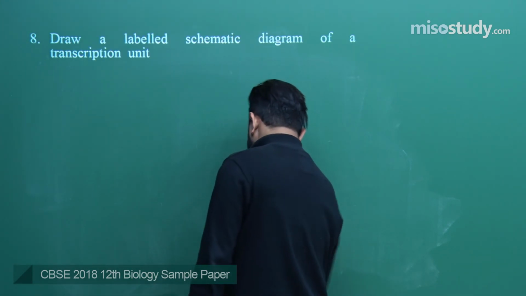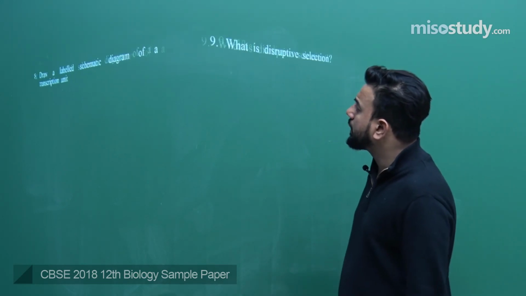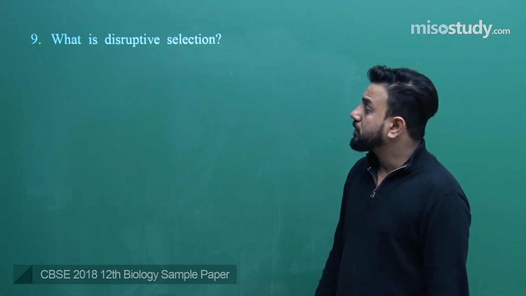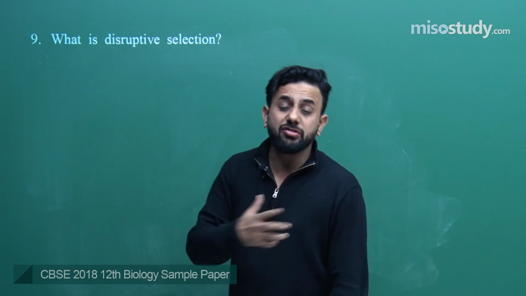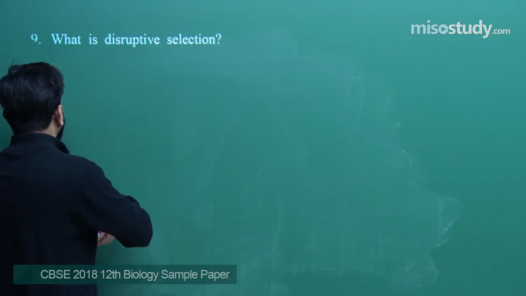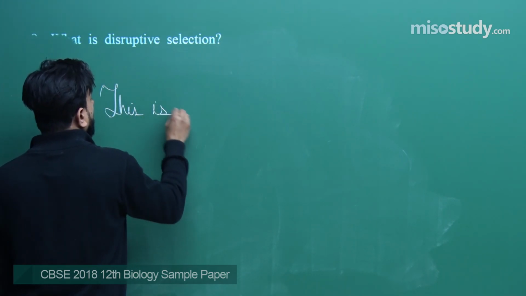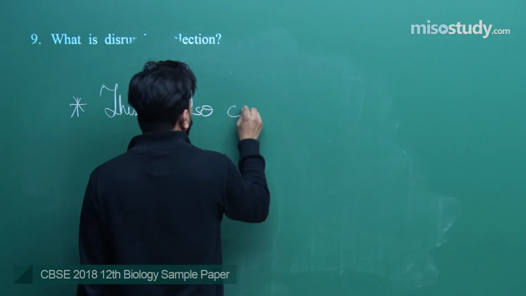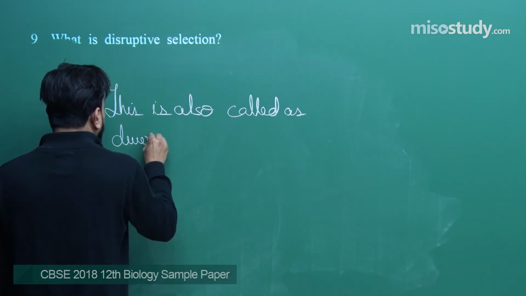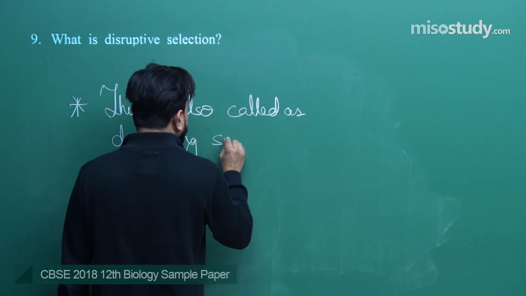Now we will see something. We are done with 3 questions. Beautiful. Next we are going to see the next question. What is disruptive selection? Disruptive selection is also called as diversifying selection.